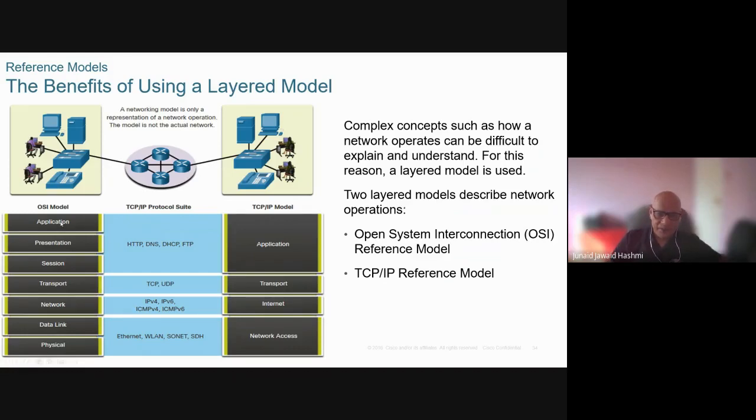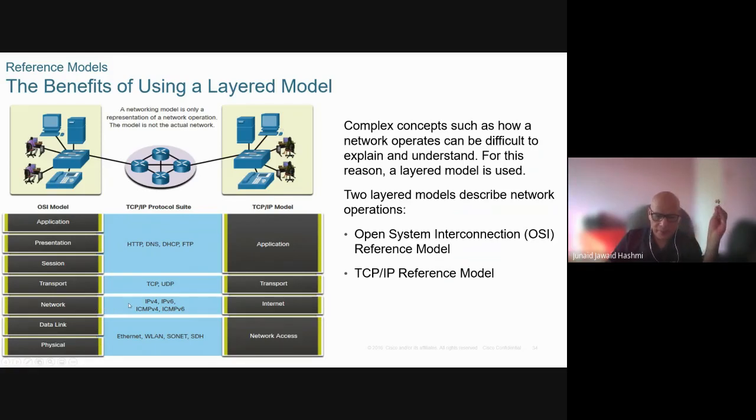The top layers mostly deal with software only. So the top four layers, until transport, deal with software. For example, transport only handles TCP and UDP. Then you have the session layer. They deal with HTTP protocol, DNS, DHCP, FTP. And then the lower layer protocols.